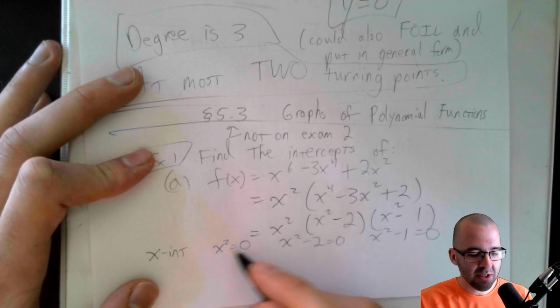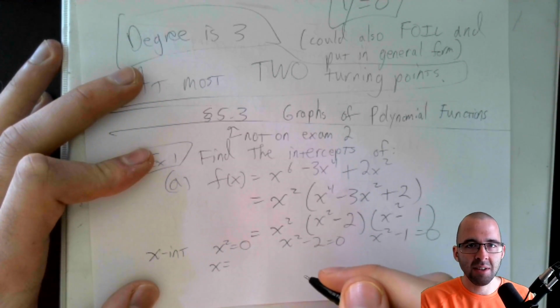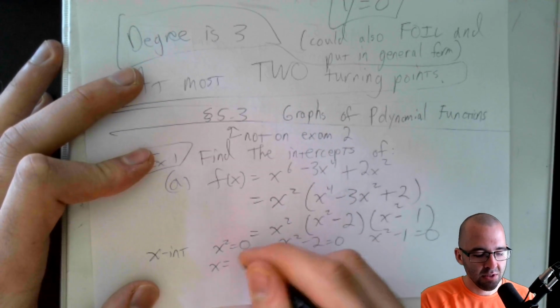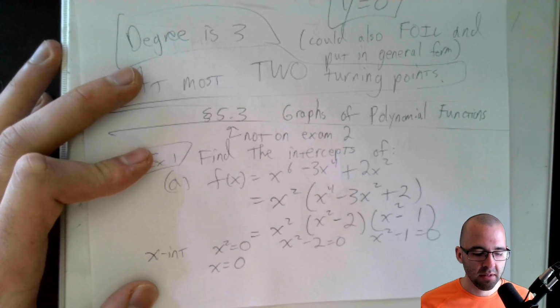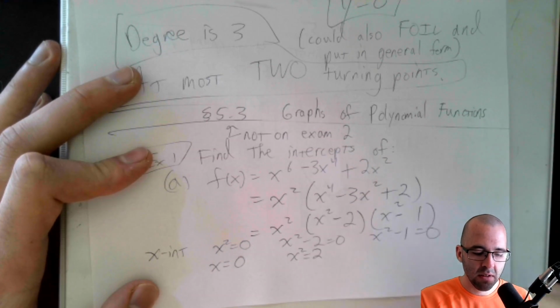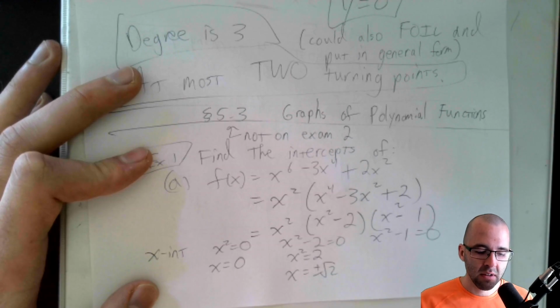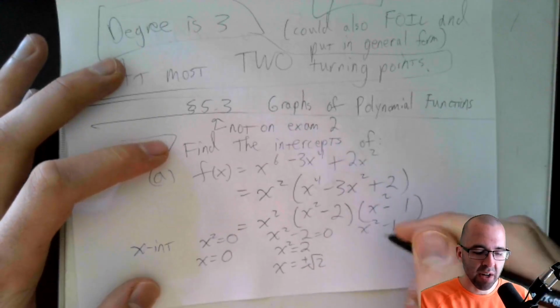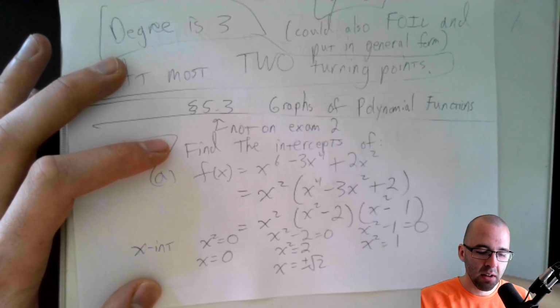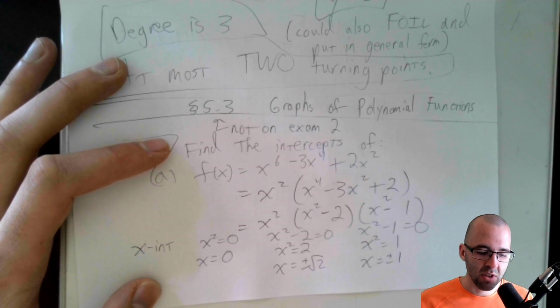So this first one, right, we just take the square root of both sides. You get x is equal to plus or minus the square root of 0. Just x is 0. Next one, we add a 2. We get x squared equals 2. Square root both sides, we get x is plus or minus the square root of 2. Last one, add 1. Take the square root, x equals plus or minus the square root of 1, which is just 1.